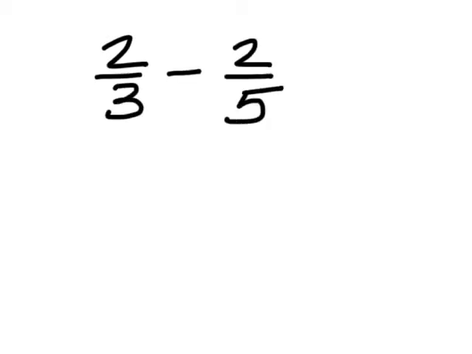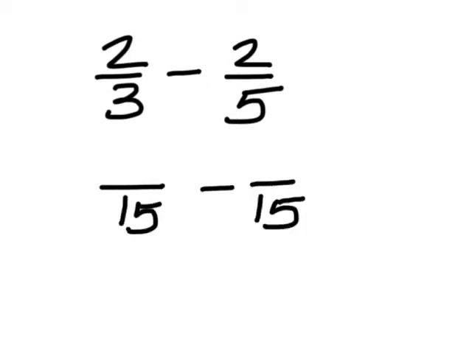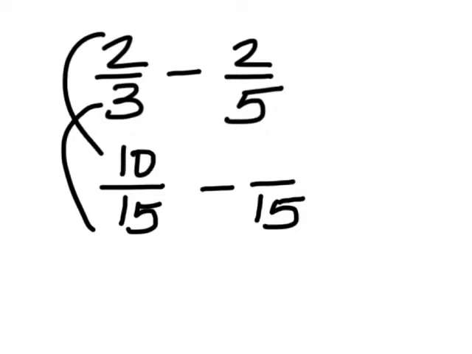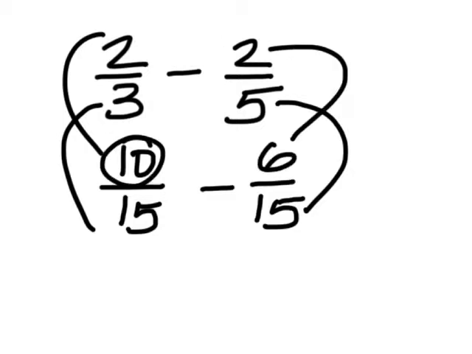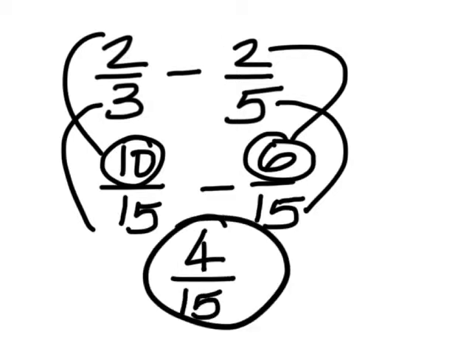Warm-up number 2. The solution for this is a common denominator of 15 for each fraction. 3 and 5, the lowest number they both go into is 15. 3 times 5 would get me 15, so 5 times 2 is 10. And 5 times 3 would get me 15, so 2 times 3 is 6. 10 minus 6 is 4. Put that over 15.